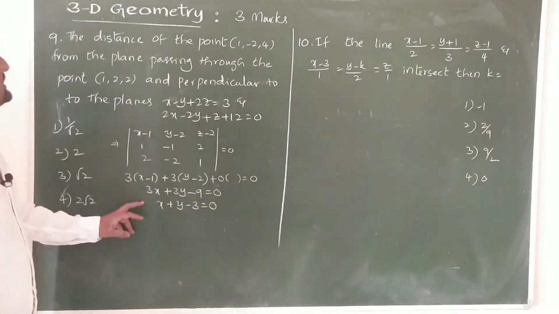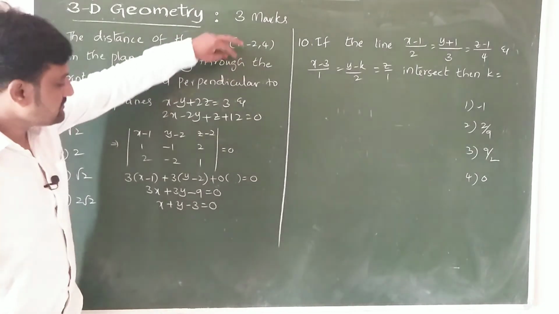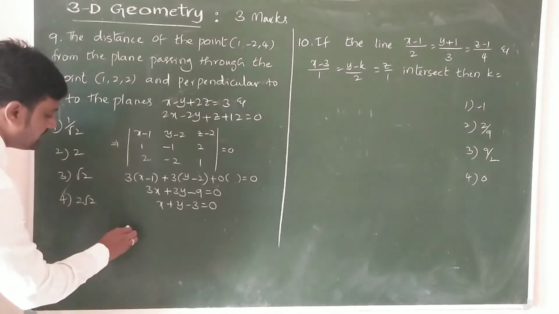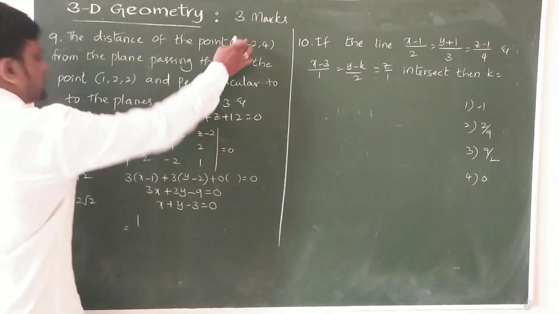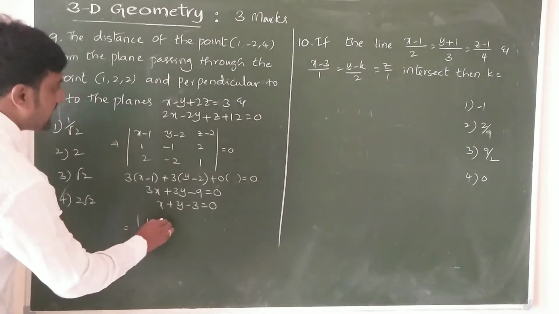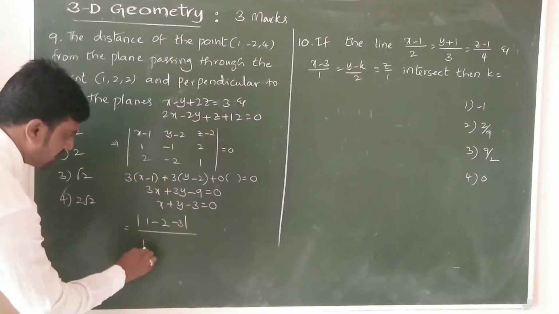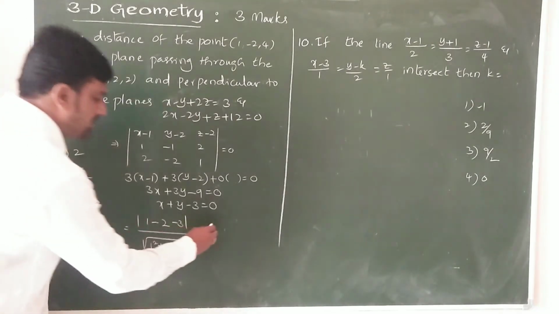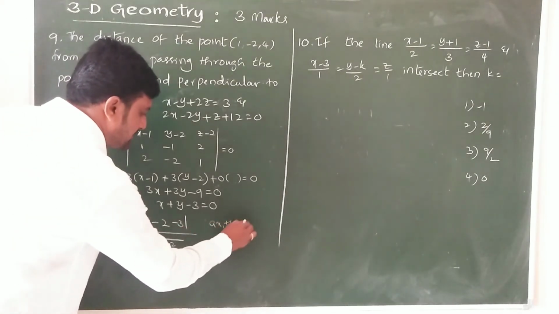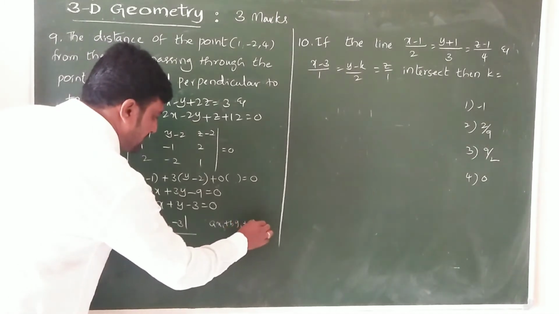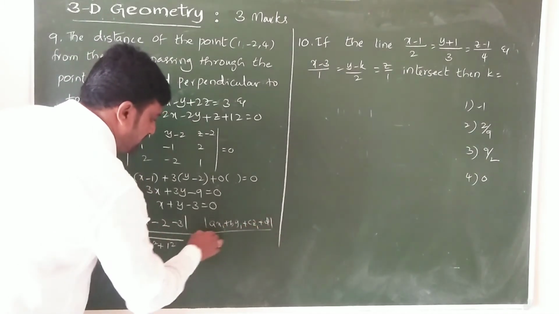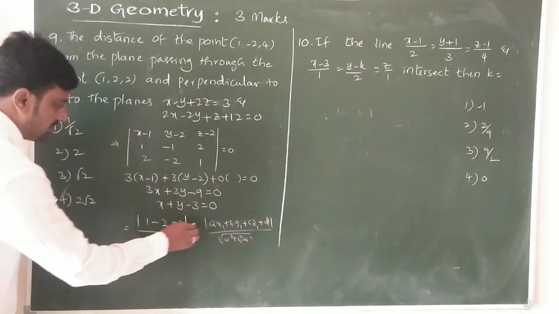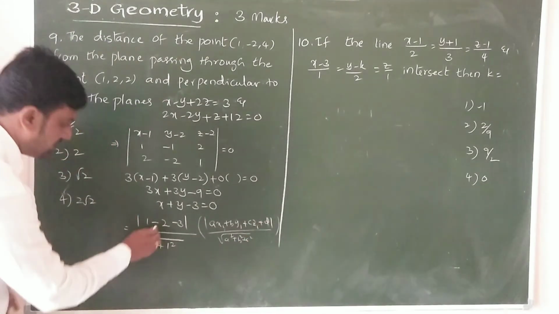But we need what? The distance of the point to this plane. So we can apply the distance formula. Now substitute the point (1, -2): minus 3 by under root 1 square plus 1 square, yes or no? Okay, the formula is what? (ax1 plus by1 plus cz1 plus d) by under root a square plus b square plus c square, yes or no? Okay, now we can apply it here.